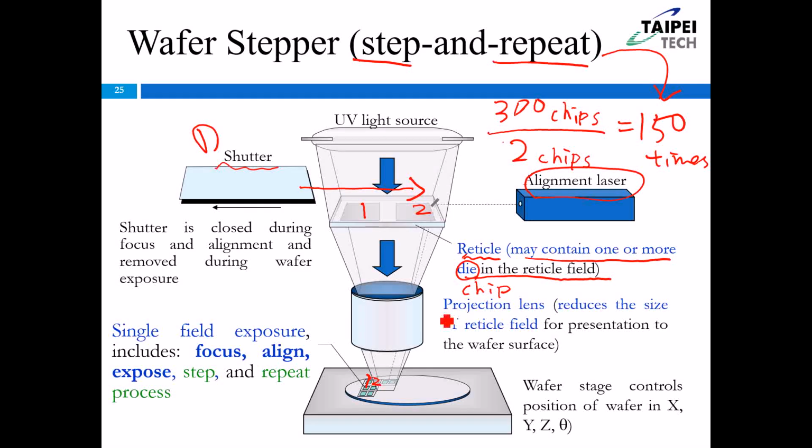And here, the projection lens reduces the size of the reticle field for projection onto the wafer surface, okay? Also, later you can read this slide by yourself, okay?